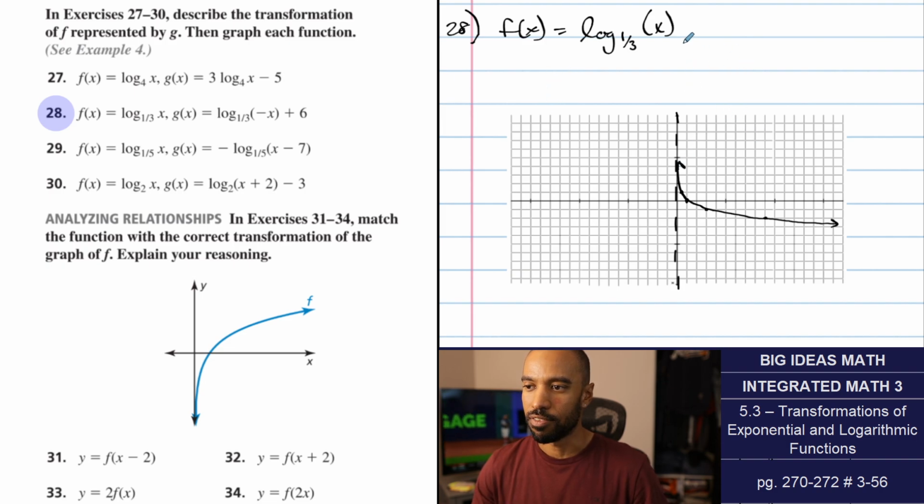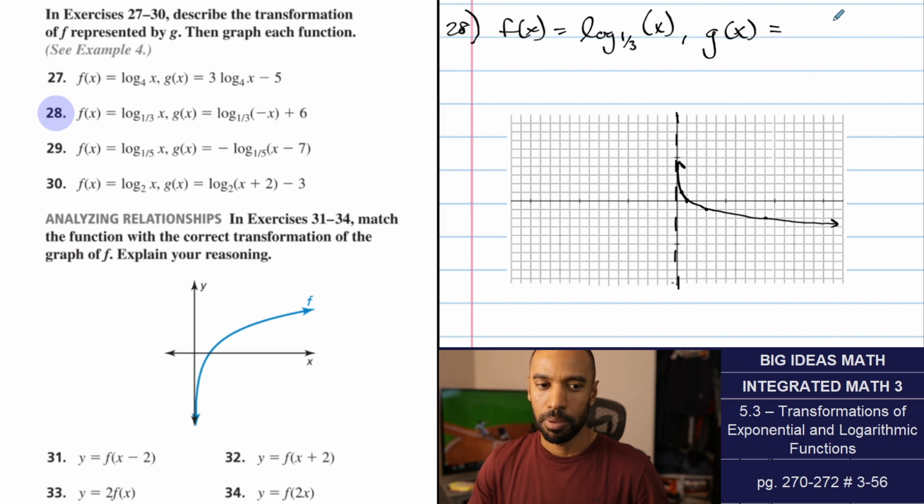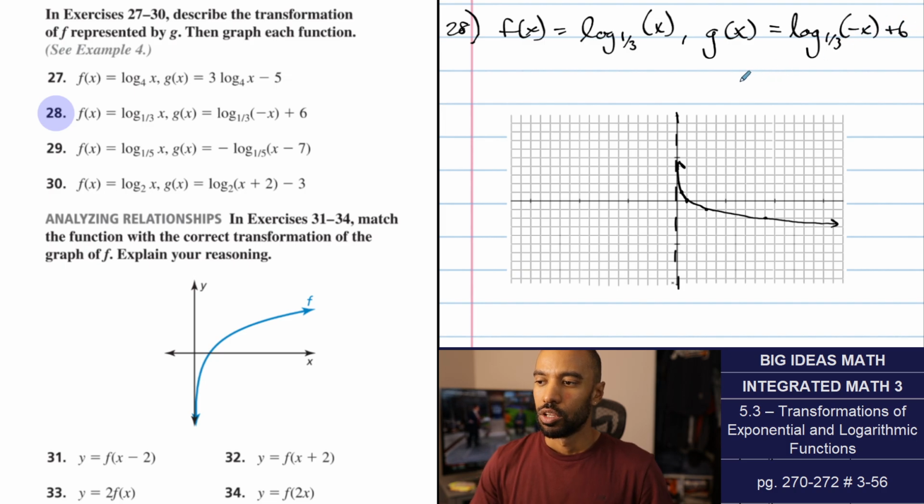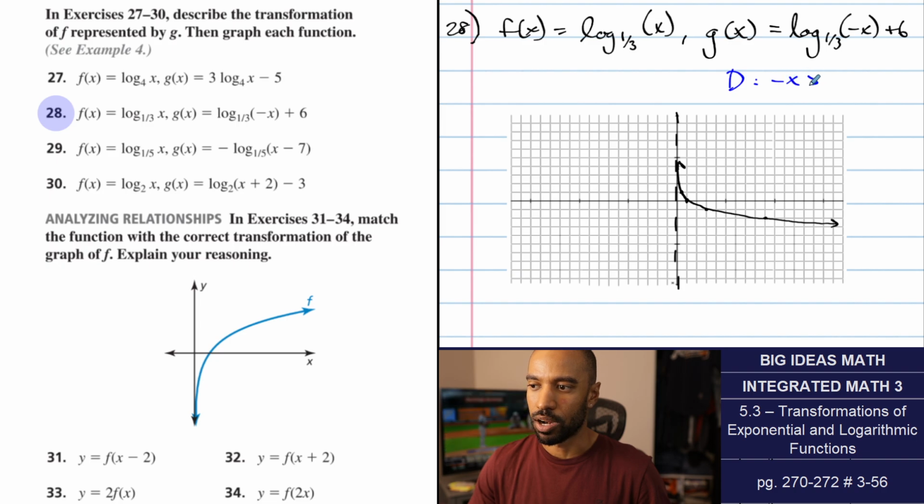Now, this g of x is log base 1/3 of negative x plus 6. All right. Domain here is a little bit different. Negative x has to be greater than 0, so when you divide by negative 1, x has to be less than 0. Multiplying or dividing by a negative flips your inequality. That means our graph goes to the left, not to the right. We have to plug in negative values for x in order to take log of positive numbers.